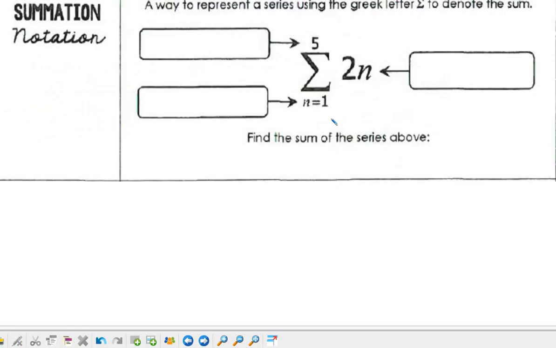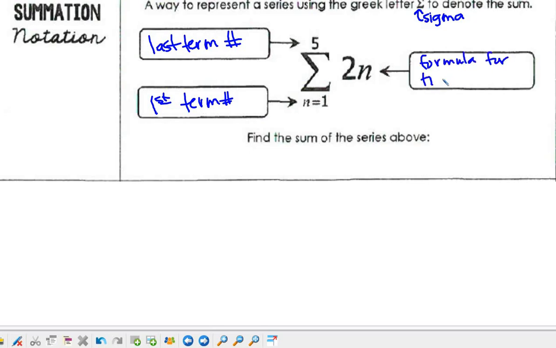So the last thing is summation notation. It's a way to represent a series using the Greek letter sigma to denote the sum. So this is not an E, it's called sigma. Okay, where the top number is the last term number, the bottom is the first term number, and this is the formula for the sequence, and it is explicit, meaning I'm going to plug in these numbers, right?